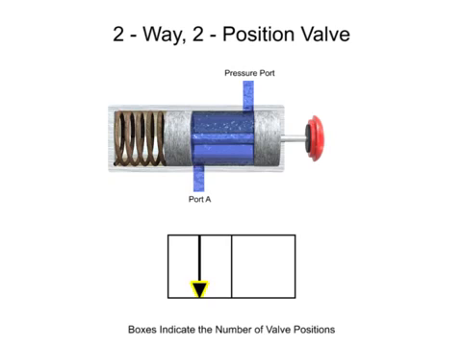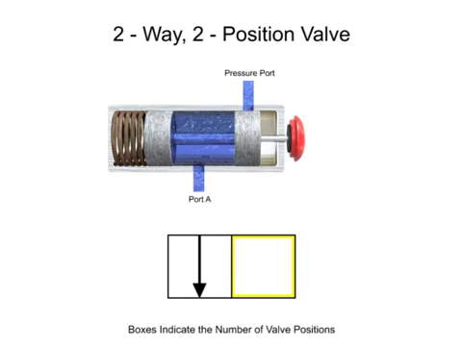A solid arrow indicates the direction of liquid flow. The first position of this valve allows fluid to flow from the pressure port to port A, so an arrow is drawn in the first box to indicate fluid flow. A T indicates that a port or way is blocked or closed. This valve's first position has no ports blocked, but its second position blocks both.